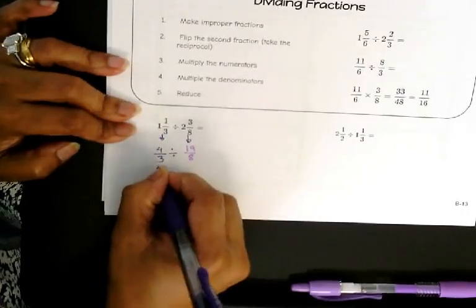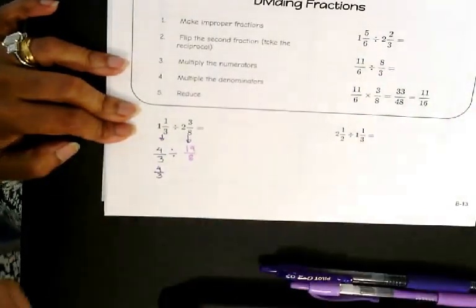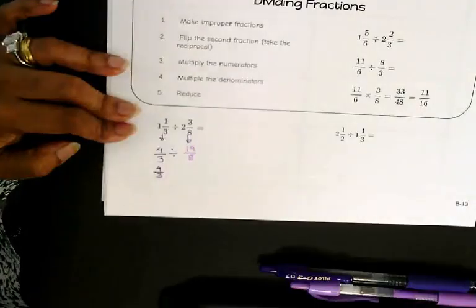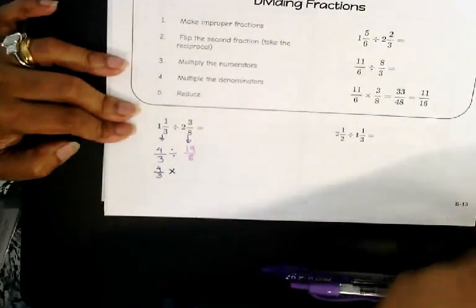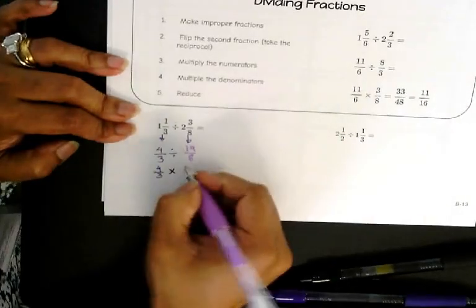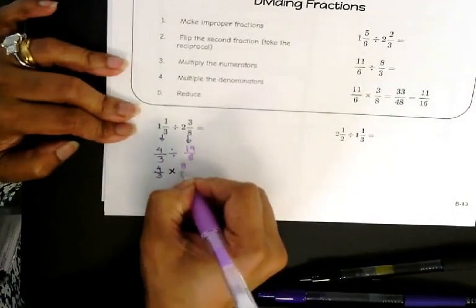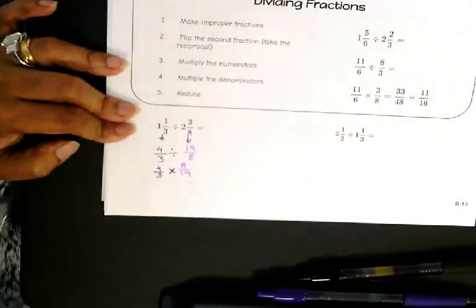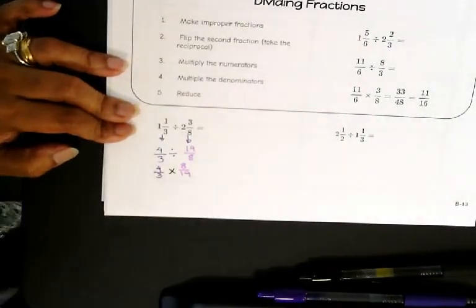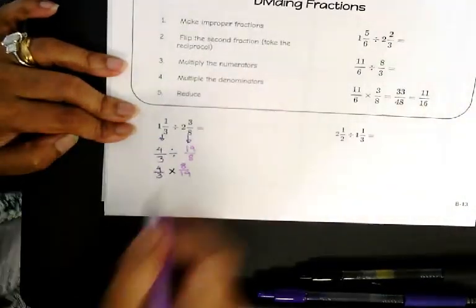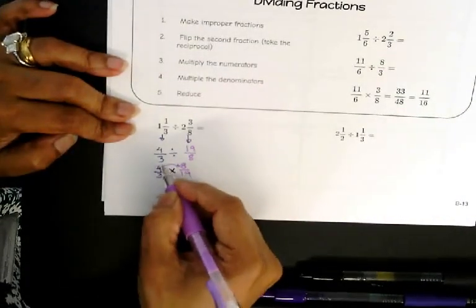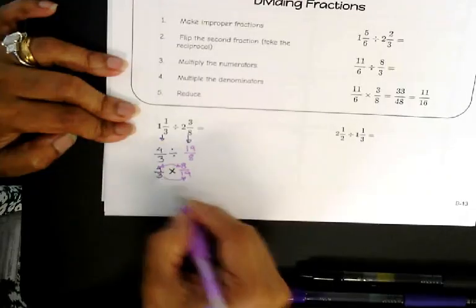That's what we're going to do over here. So 4 over 3, and then let's change the operation into multiplication. And then we're going to flip the second one. So it becomes 8 over 19. Question? Now it's a regular multiplication problem that you have been already doing. We're going to multiply the numerators and we're going to multiply the denominators.